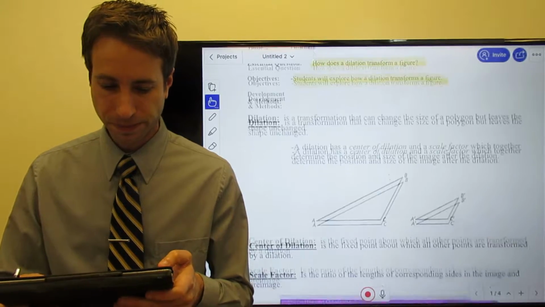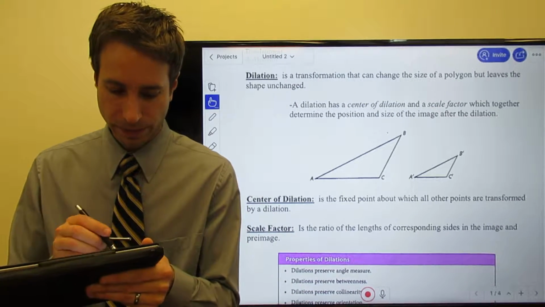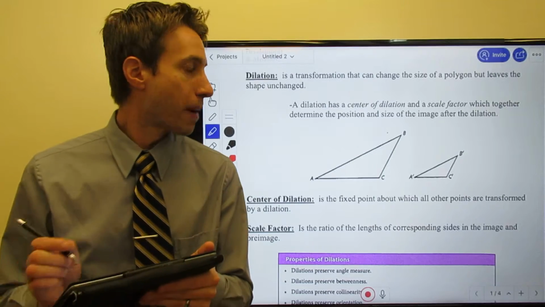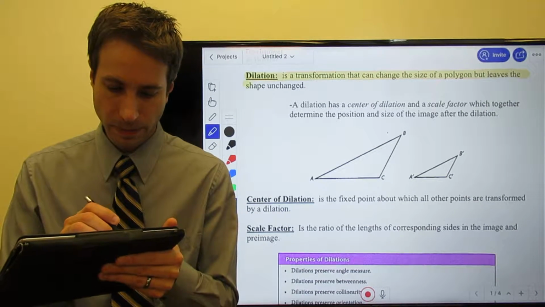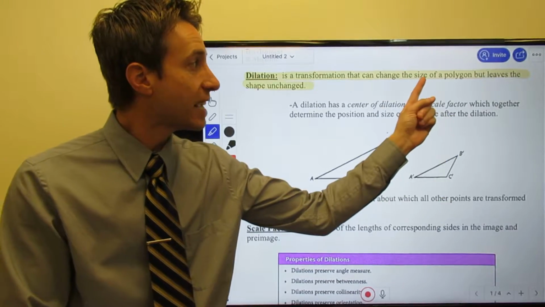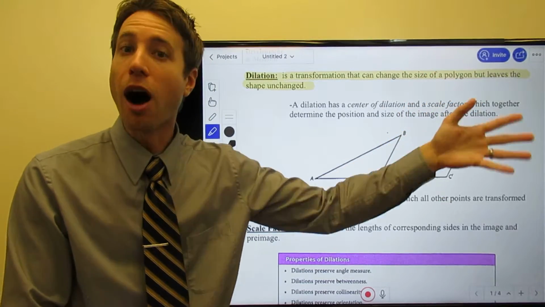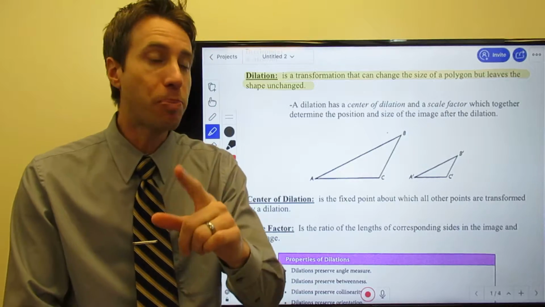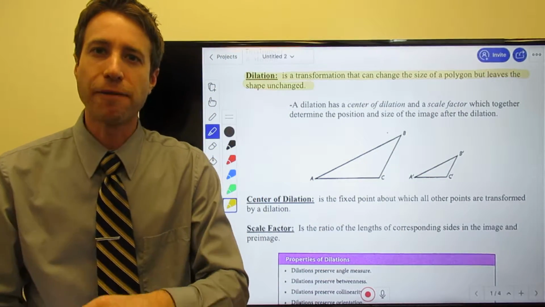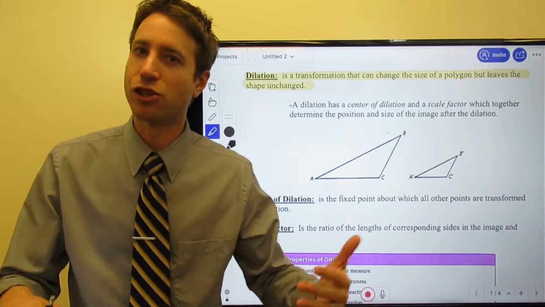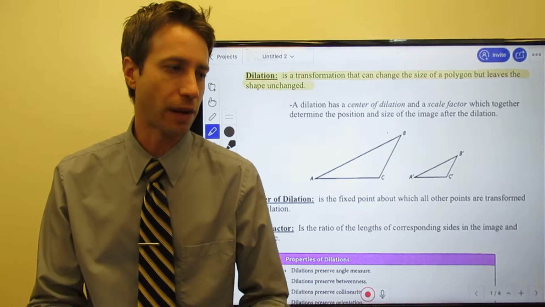Here we go. A dilation. All right, here's what we know about a dilation. A dilation is a transformation that will change the size of a figure or a polygon, but it'll leave the shape unchanged. And like I just said, if you have a triangle, after a dilation, you're still going to have a triangle, right? That doesn't change.